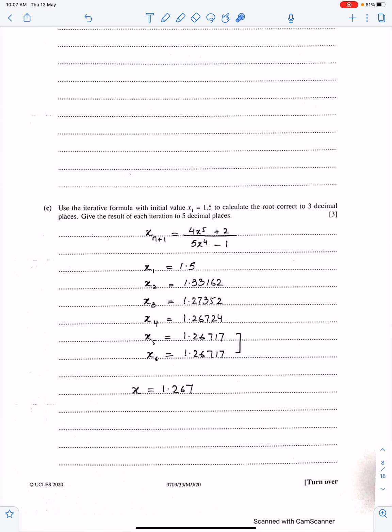Use the iterative formula with initial value 1.5 to calculate the root correct to 3 decimal places. This is so simple. You just need to use a calculator. You need to substitute this equation into the calculator first, and then you need to put 1.5. And you have to mention the iterations up to 5 decimal places. And you have to repeat the process until you get a repeated number. Hence the answer is 1.267. We have to give our answer up to 3 decimal places. Make sure you follow these restrictions.